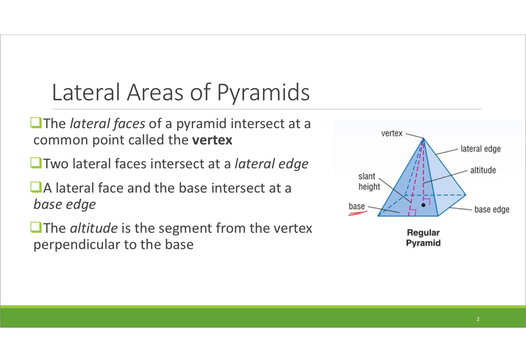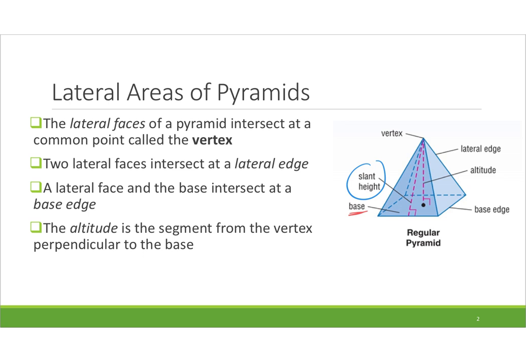You still have your lateral faces, you still have your lateral edges, only now the lateral faces are all triangles instead of rectangles like they were with prisms. Base edges are still called base edges, all of those things. Here is the new vocab word of the day: slant height.